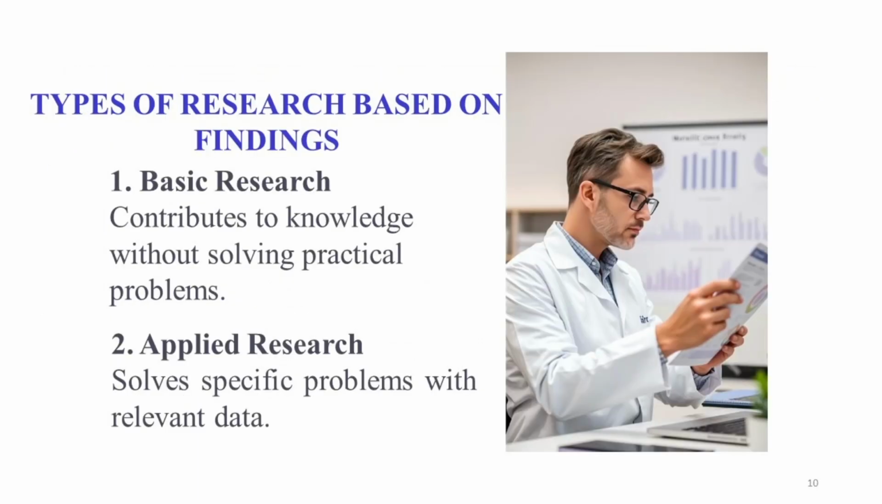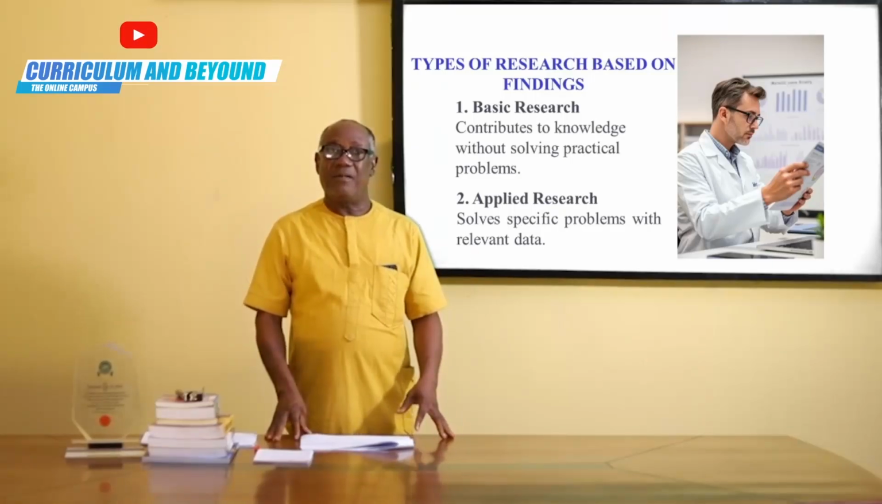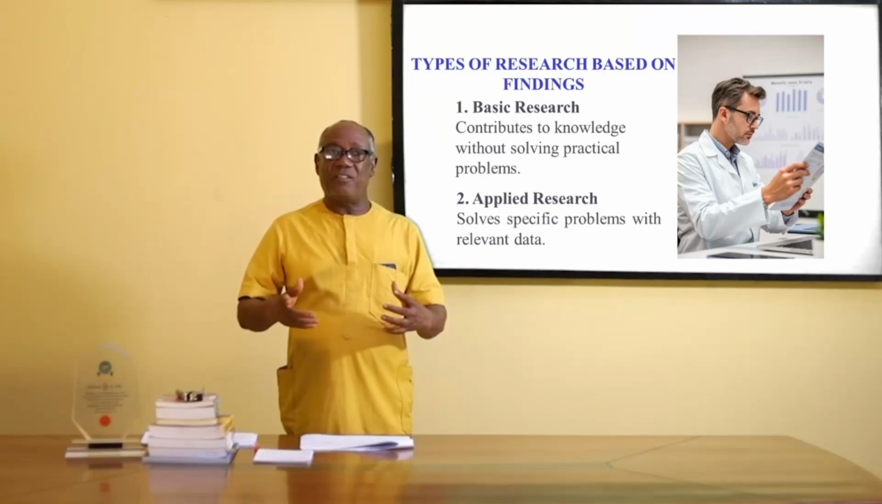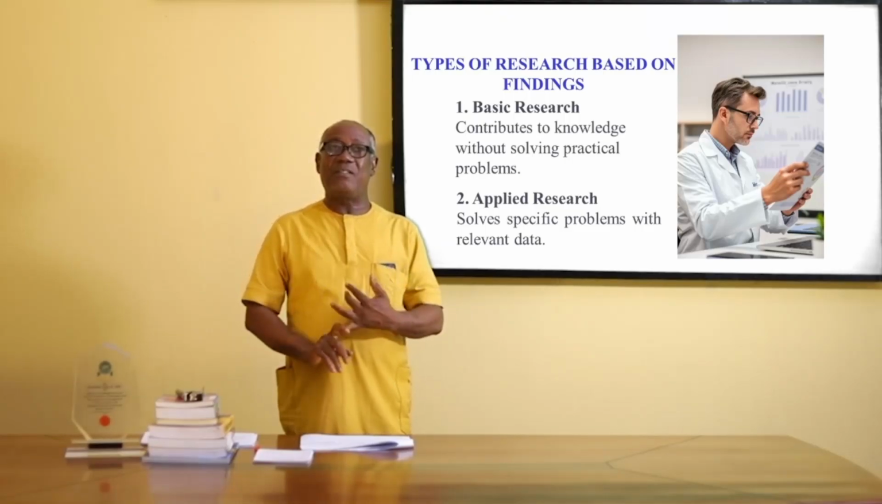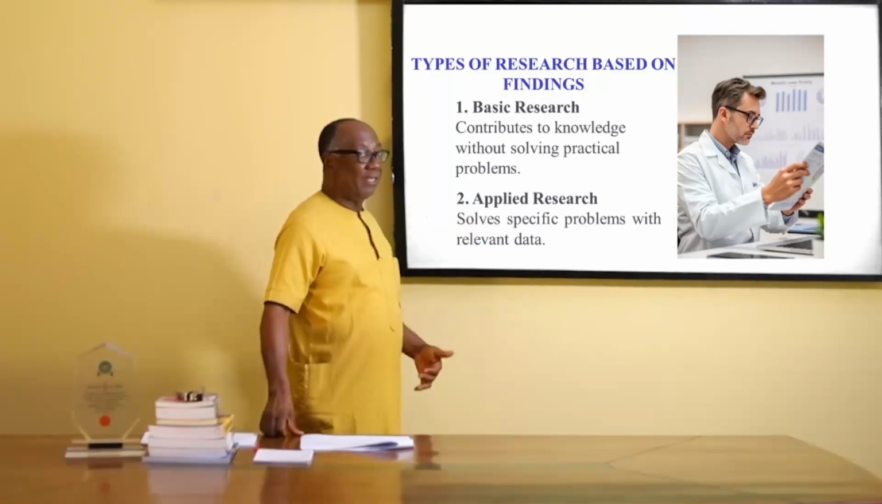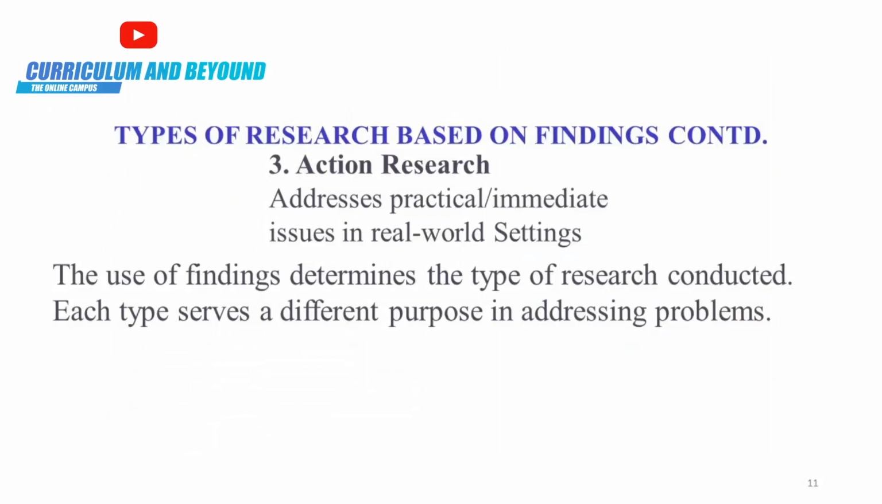Now, let us look at the use of findings. When we carry out research, we use the outcome to solve problems or add to existing stock of knowledge. Based on what we use the outcome of research to do, we have the following types of research. One of them is basic research. The second one is applied research. And the third one is action research.